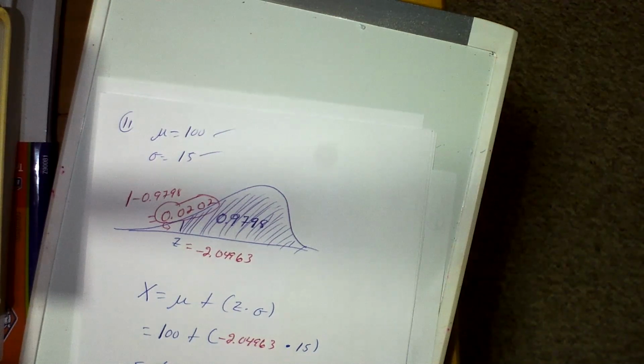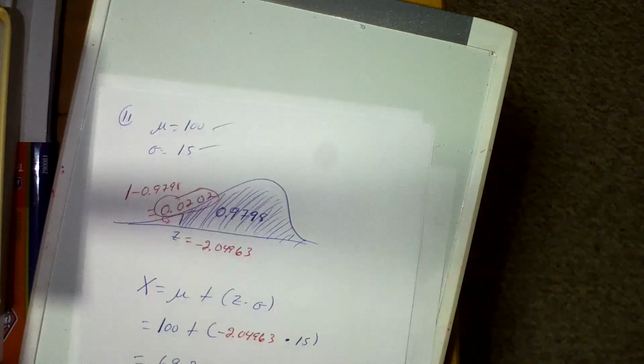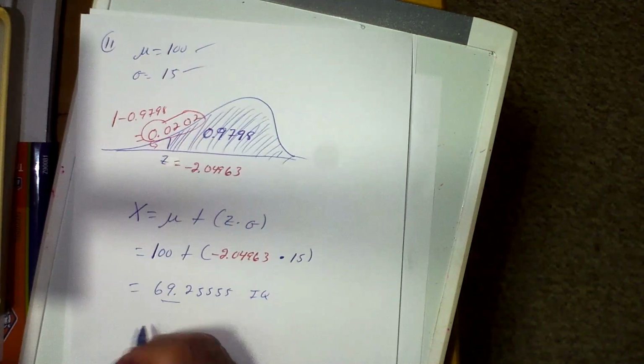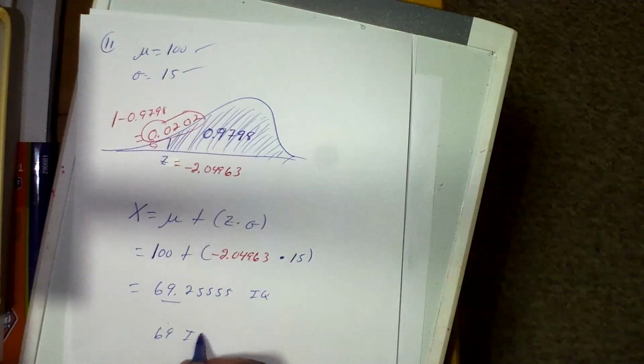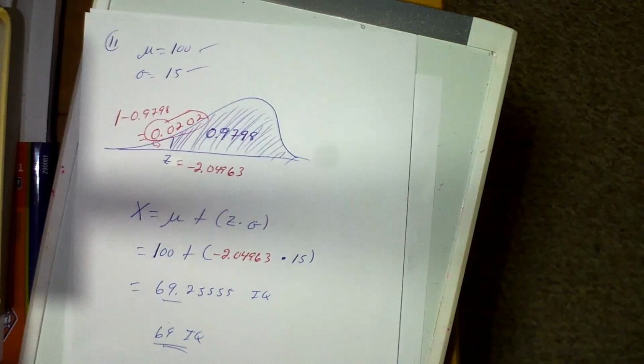69.25555. IQ. Right. You can leave it in this format, or you can put 69 IQ. I think that's it, right? Yep. I typed it in. Did it in there. Yep. Bam.